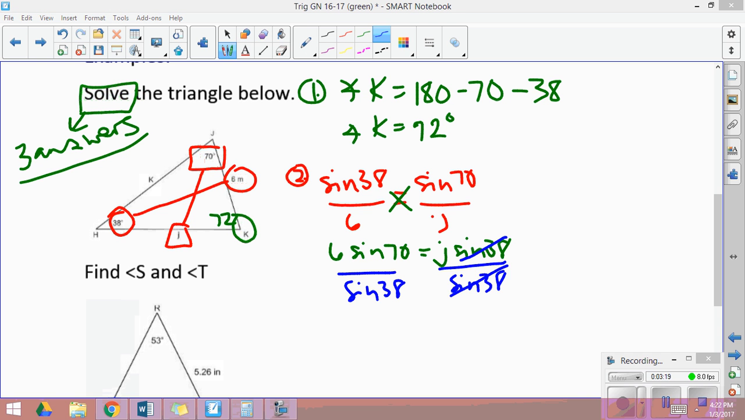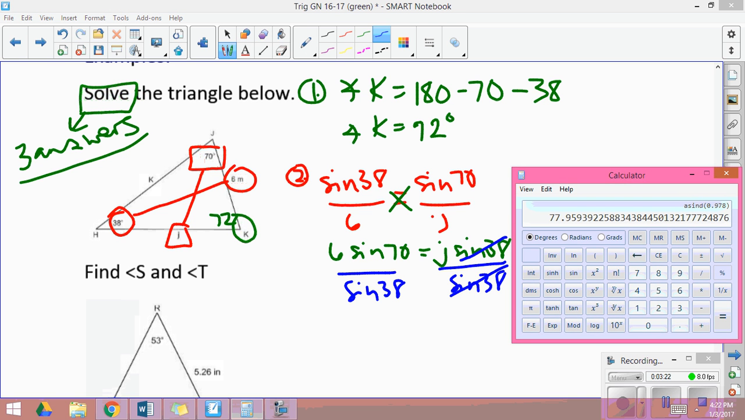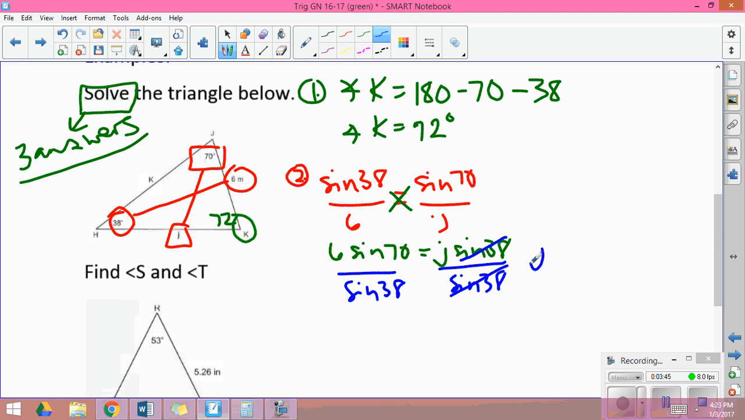And when I go to my calculator, I want to be really careful how I enter this stuff in, and you may want to do it in pieces. So I'm going to say 70 sine times 6 equals divided by 38 sine equals. And so j is 9.16. And that's how long that side is. Then I basically start all over, and I need to find little k.